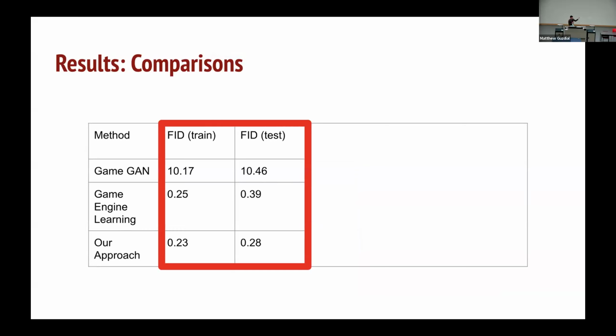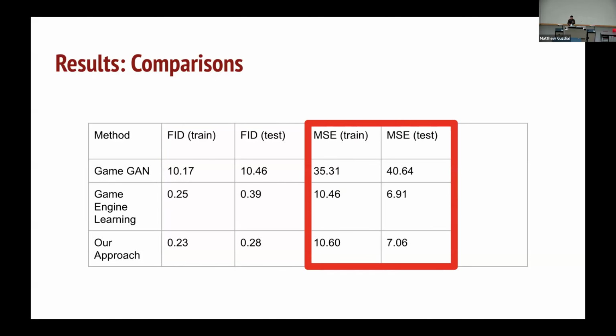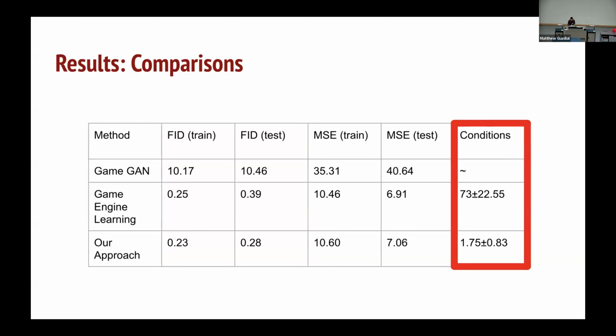And as a result, GameGAN didn't perform well at all. We use this metric called FID, which is commonly used to measure the flow in videos. And for GameGAN, the results are very poor because it was just returning the same frame again and again, and it wasn't coherent at all. Our results are quite comparable to game engine learning, as you can see. Similarly, for the MSc loss, our results are quite comparable. And again, GameGAN is doing quite poorly.